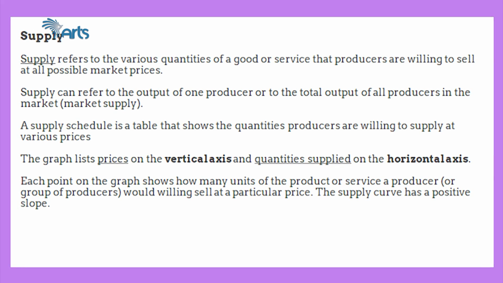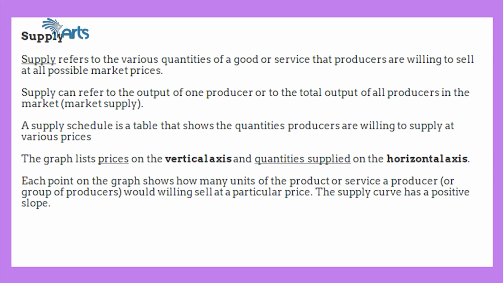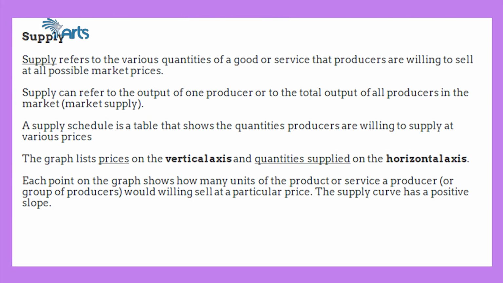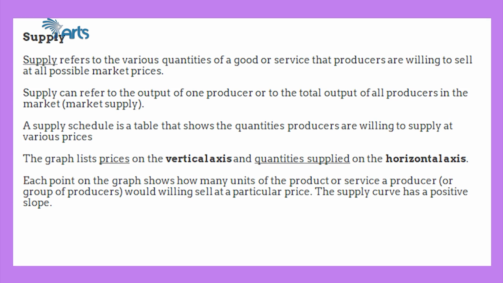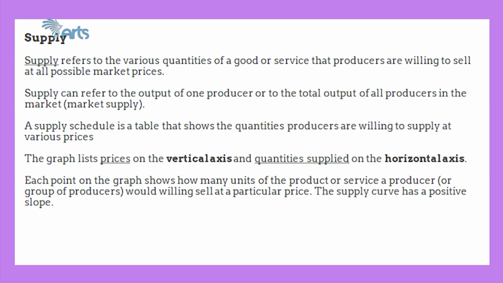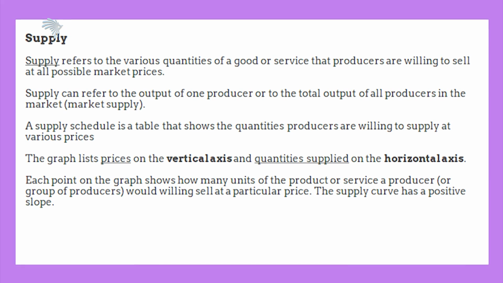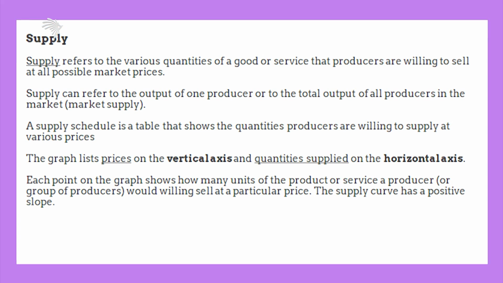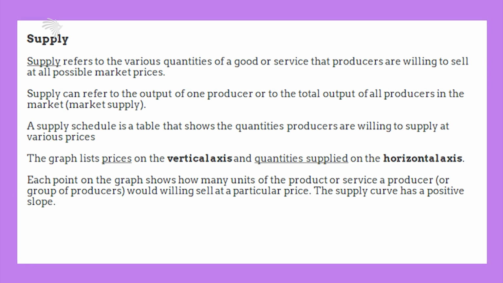And when we come to the graph of the supply curve, the graph lists price on the vertical axis or the y-axis, and quantity supplied on the horizontal axis or the x-axis. Each point on the graph shows how many units of the product or service a producer or group of producers will be willing to sell at a particular price.